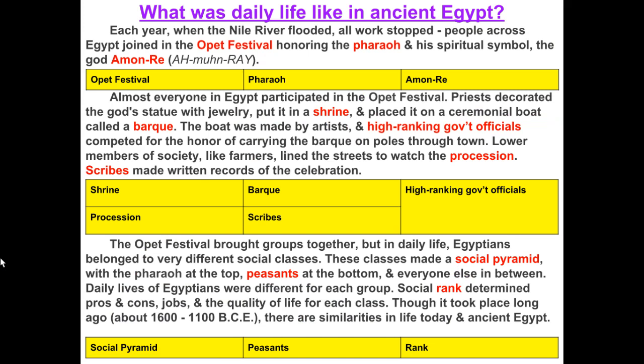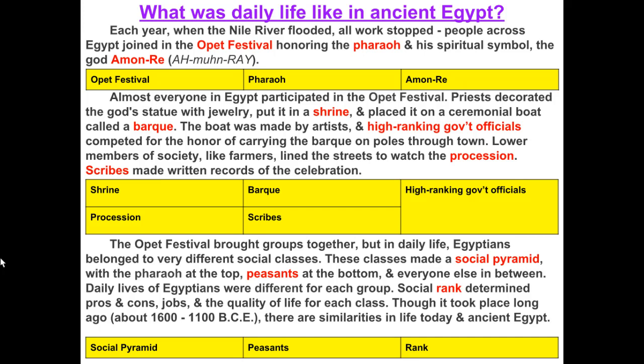All right, let's read through this intro. On your paper, you see a chart that has Opet Festival, Amun-Re, Bark, Shrine, Procession. These are 5 key terms that you need to know based on this reading. Don't be confused by the yellow boxes. You don't need to do anything here. It's just pointing out that these are important words.